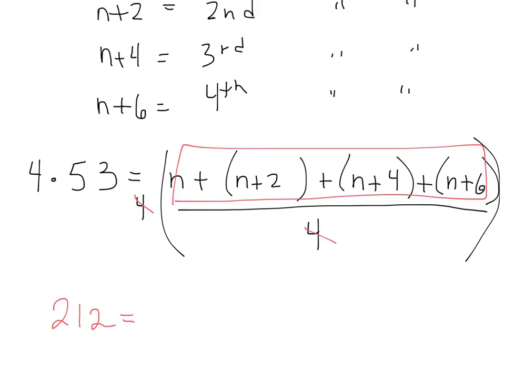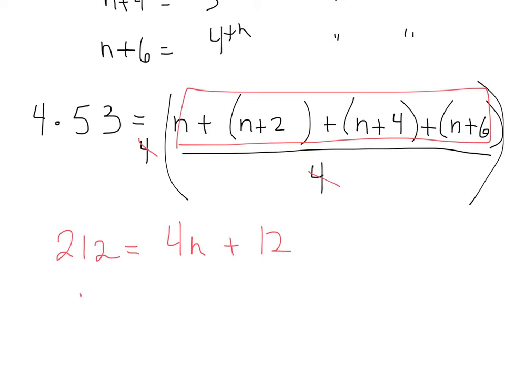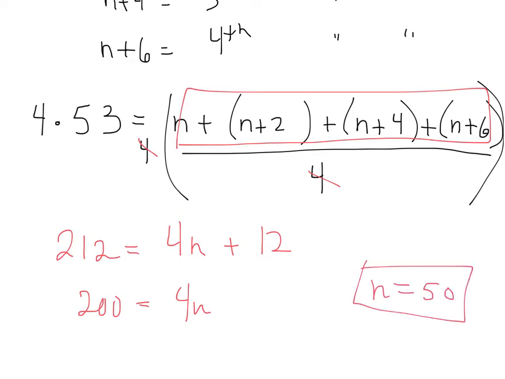How many n's do we have? 4 of them. Okay, and then we have a total of 12 additional values. 2 plus 4 plus 6 is 12. Subtract the 12 from both sides. That's convenient, isn't it? And divide by 4. n is 50. Okay, n is 50.